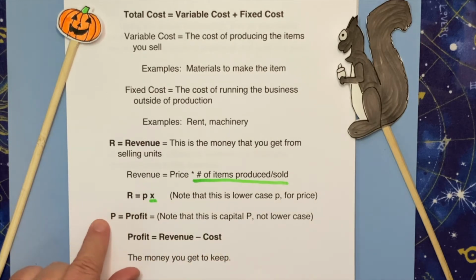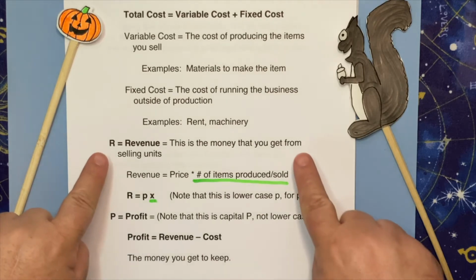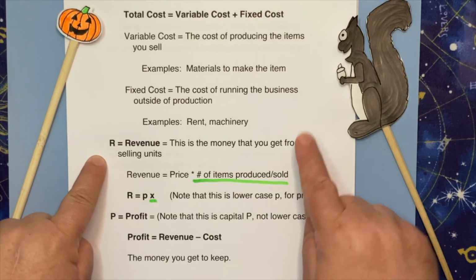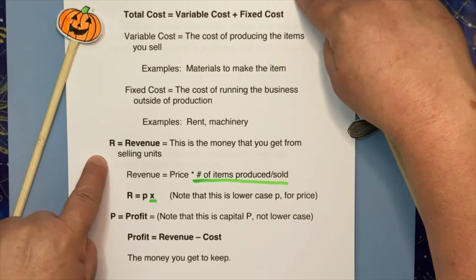The profit, which we're going to use capital P for, and notice this is capital P, not lowercase, is revenue minus cost. This is the money you get to keep. Hopefully, as we go through this, you see that the money that you get, you subtract the money you have to spend.